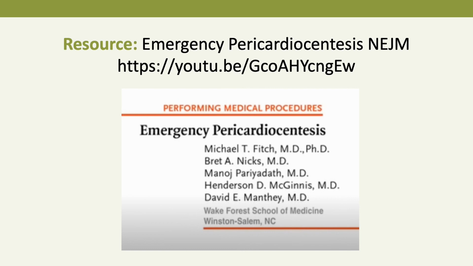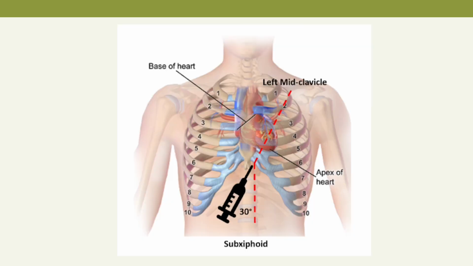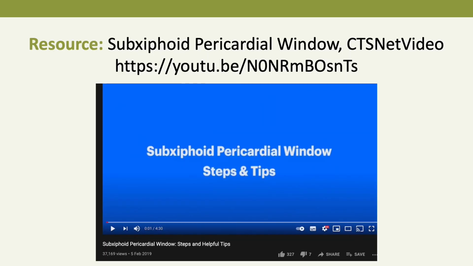When you're performing an emergency pericardiocentesis, you're going to take a syringe, and as you can see here you're going to take a subxiphoid approach, obviously using ultrasound as you'll see in the video, and try and aspirate the pericardial fluid. Another good resource for you is by the Cardiothoracic Society net video. It's a demonstration, again only about 5 minutes long, on a subxiphoid pericardial window. Obviously don't try these procedures at home, and I've put the link to the video on there.